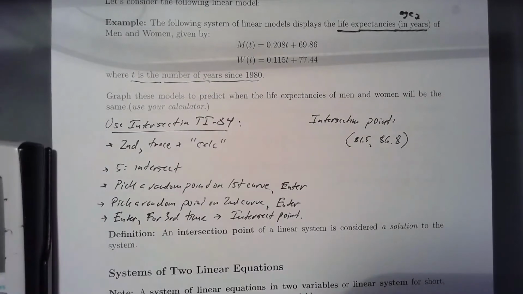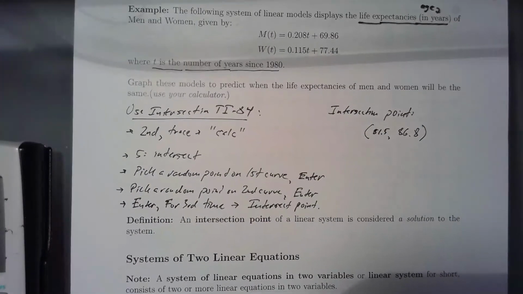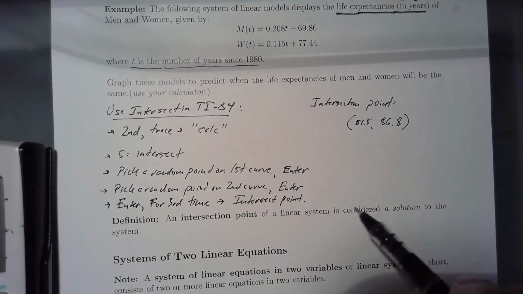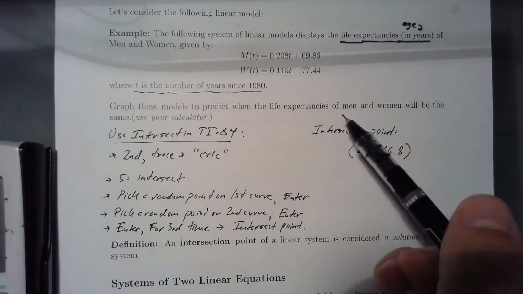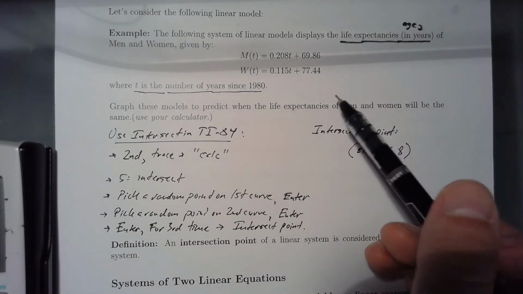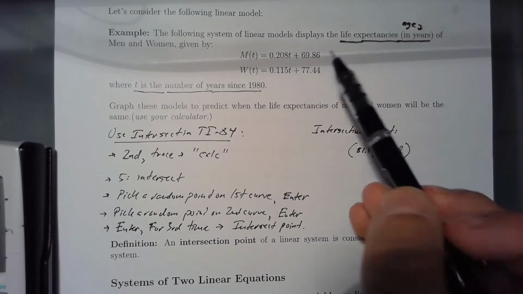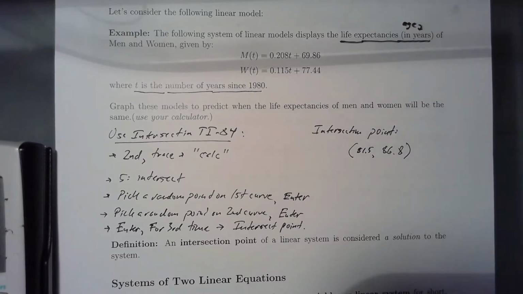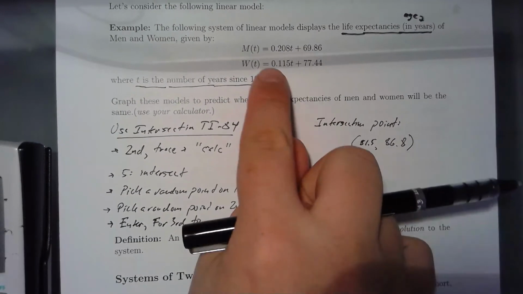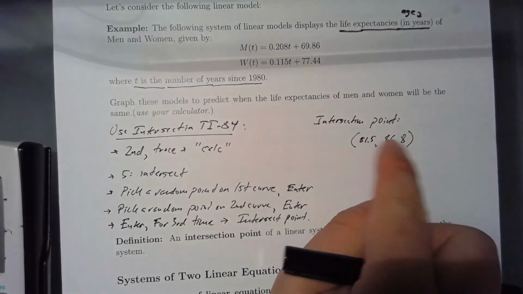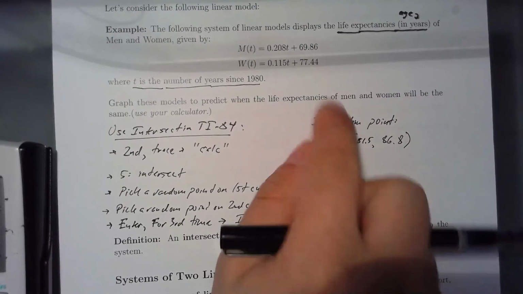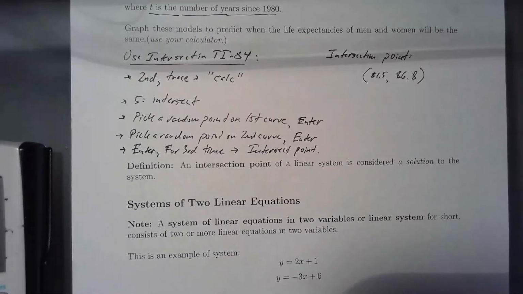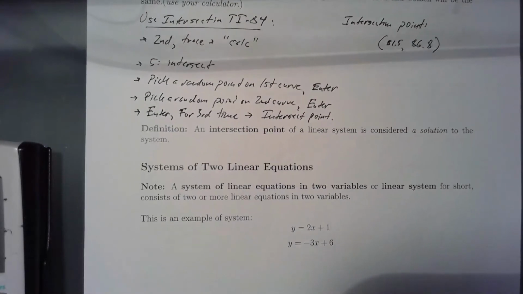All right. So what this means is that this intersection point is a solution to the system. And what we mean by that is it satisfies both equations. When you find a solution to a system of equations, the solution is going to satisfy all the equations in the system. So you could plug this into the functions m of t and w of t, and you'll get 86.8. Plug in 81.5 in both of these, you're going to get 86.8 as the output. And that's true for all systems of linear equations.